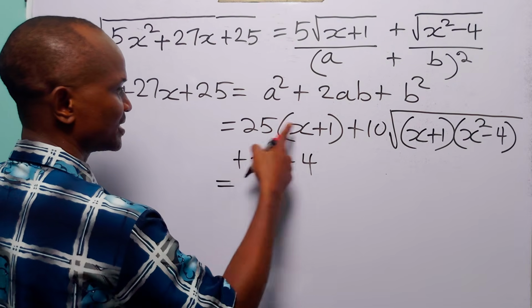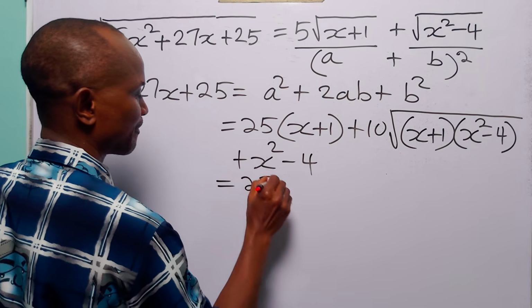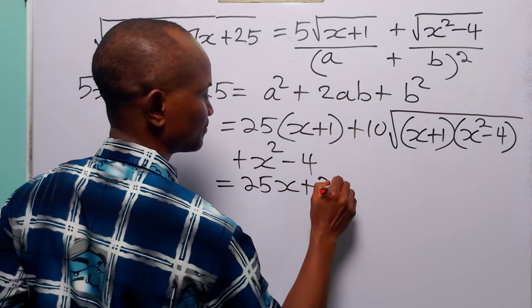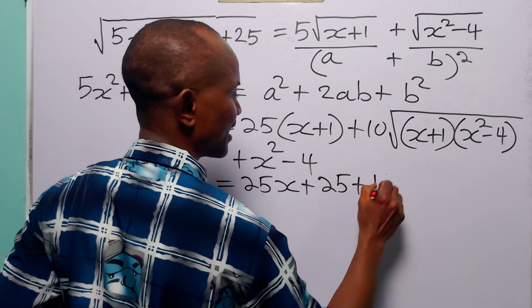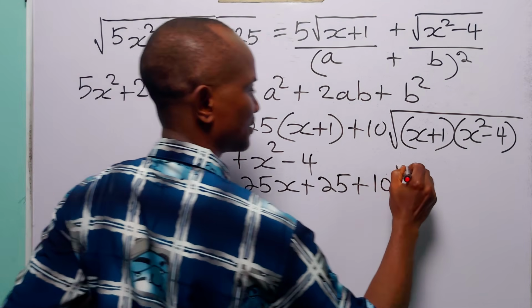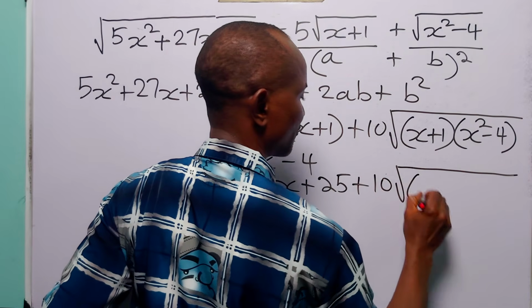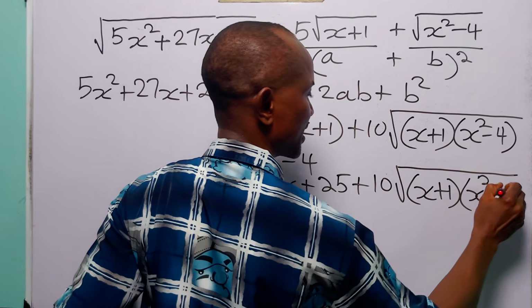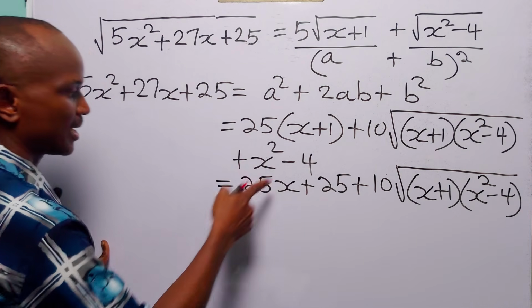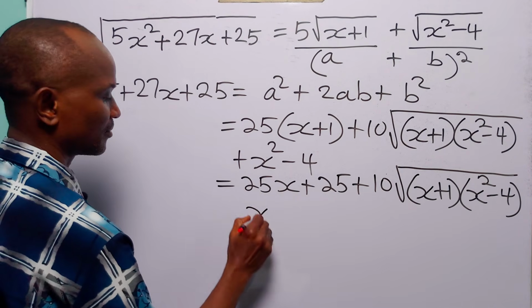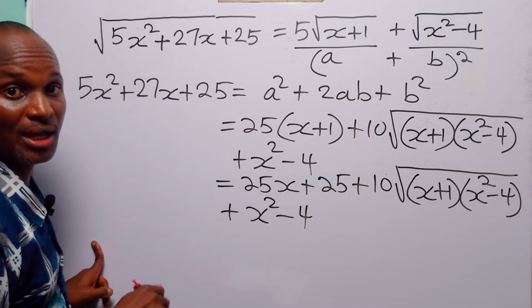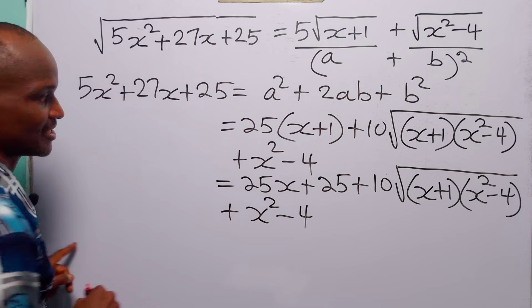Now let us open this bracket. We have 25x plus 25. Then we have 10 times the square root of x plus 1 times x squared minus 4. And of course, we have plus x squared minus 4. Now, let us collect like terms.